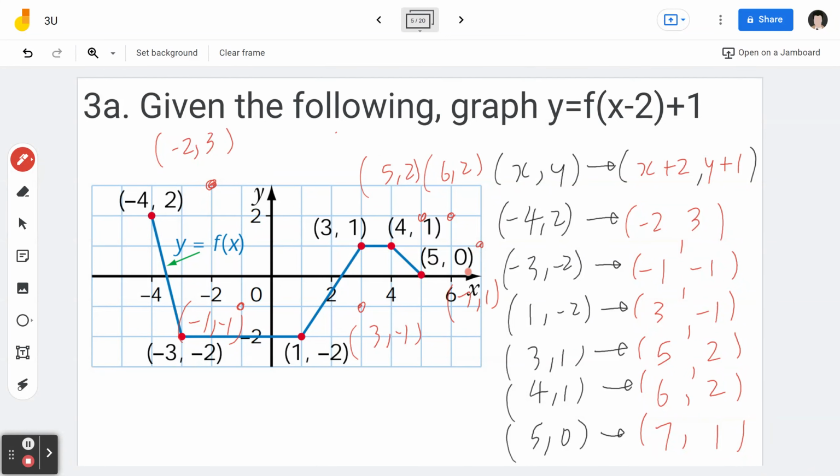And now you have to connect them with a straight line. So it will look something like this. Let's use a thicker line for you. Let's try again with a thicker line so you can see kind of how this all connects.